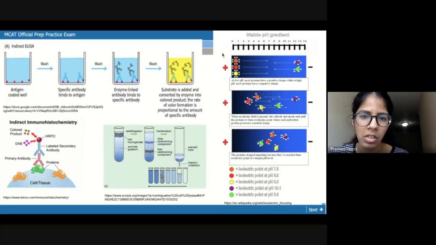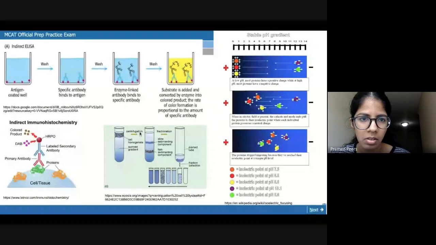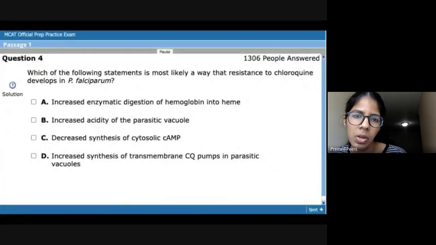Any questions on any of these lab techniques? Okay. Fourth question. Which of the following is most likely a way that resistance to chloroquine develops in P. falciparum?